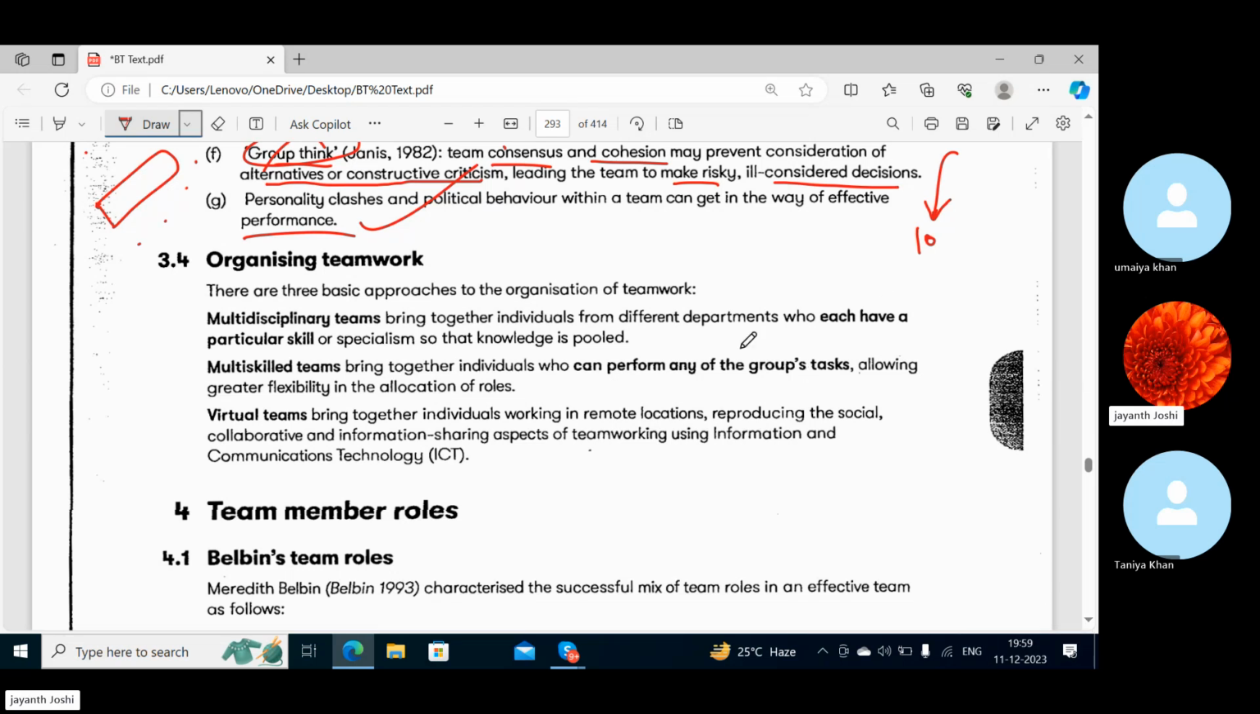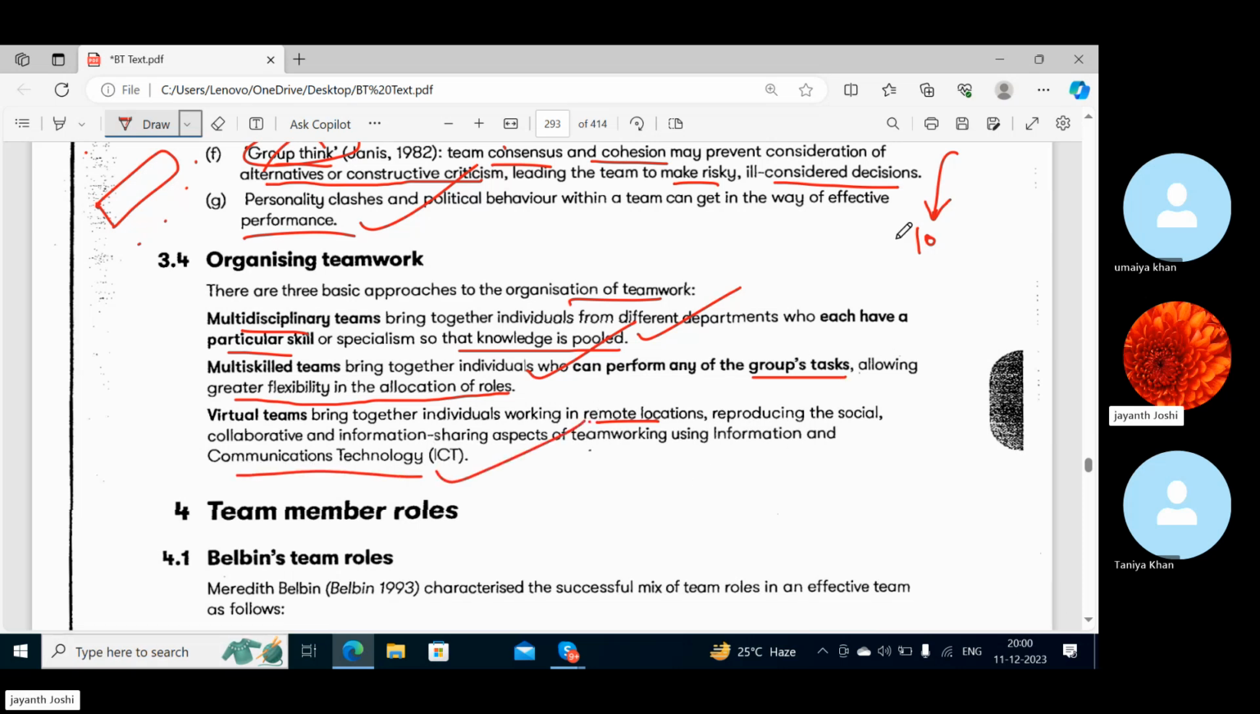Organizing teamwork. There are three basic approaches to the organization of teamwork. Multidisciplinary teams bring together individuals from different departments who each have a particular skill or specialism, so that knowledge is pooled. Multi-skill teams bring together individuals who can perform any of the group tasks, allowing greater flexibility in allocation of roles. Virtual teams bring together individuals working in remote locations, reproducing the social, collaborative and information sharing aspects of team working using information and communications technology.